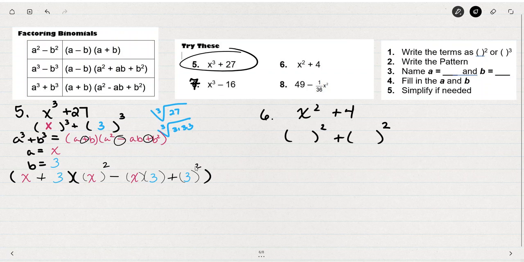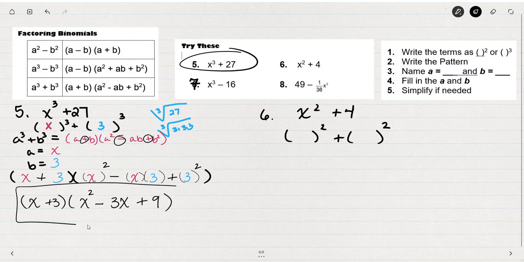And then the first and last term in that second factor is squared. I do need to simplify this slightly. So x plus 3. Could drop this extra parenthesis and just write this x squared minus 3x plus 9. Where'd the 9 come from? 3 squared.